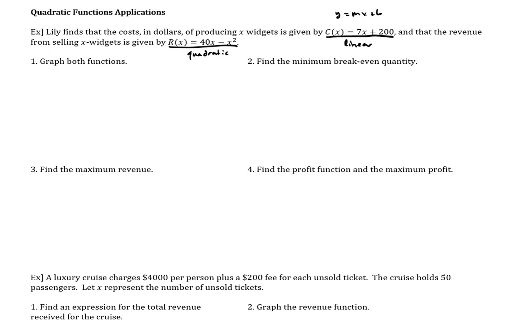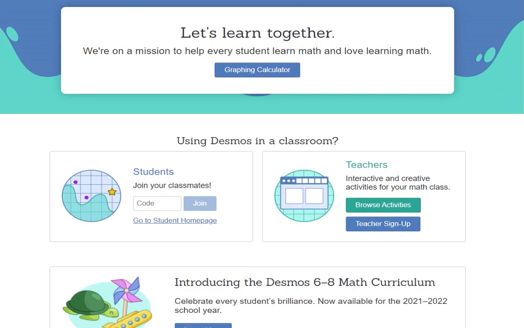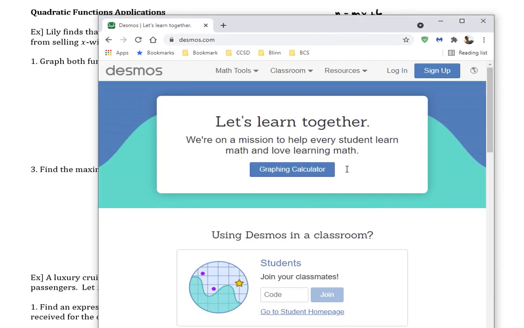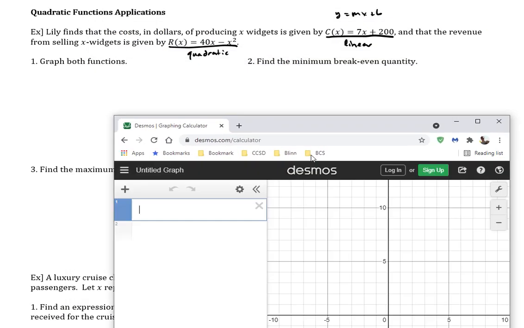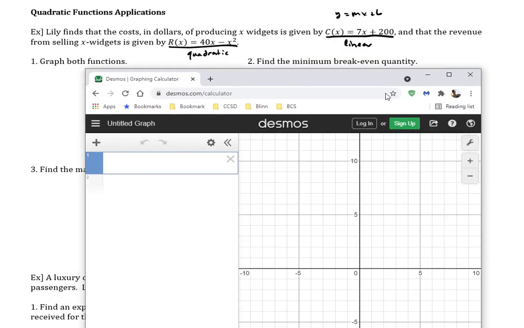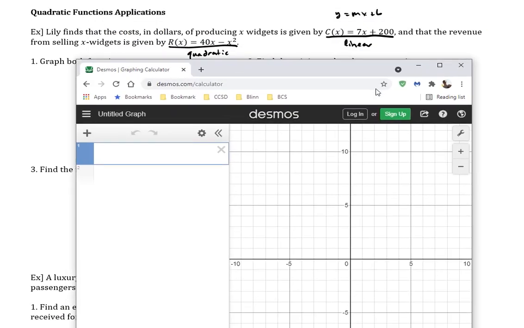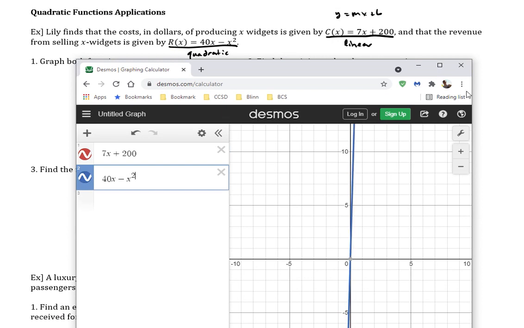Now, I'm going to do this one using our Desmos graphing calculator. So I just went to Desmos, typed it in the top there, and let's use the graphing calculator. That way we can do number one, graph both functions. Let's type it in exactly as we see it. So 7x plus 200, and then 40x minus x squared.